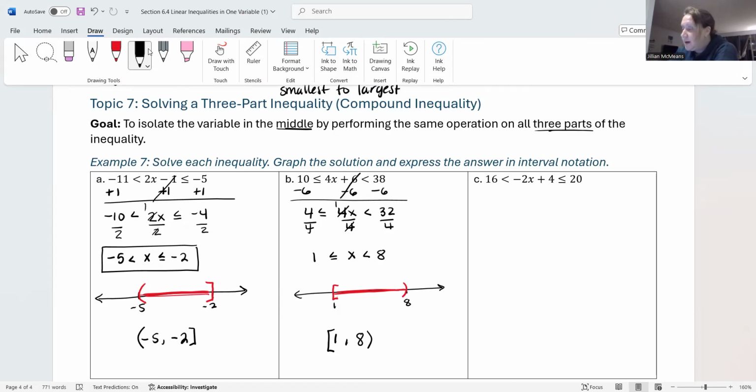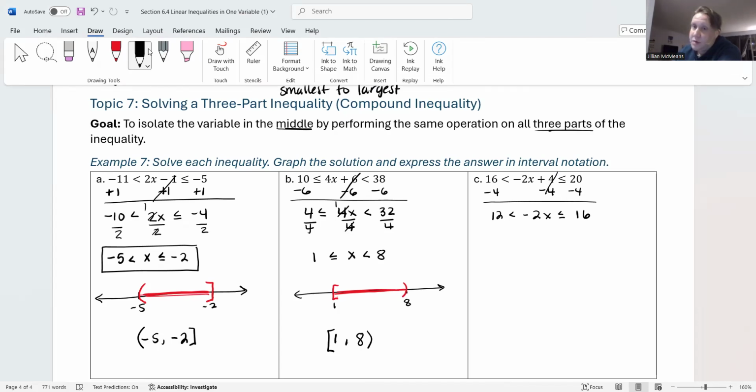So the first step is to isolate the term that contains the x, which is -2x. So we have this plus 4 that's a problem. So we need to move the plus 4 from the center. So we subtract it from all three parts. 16 minus 4 is 12. -2x plus 4 minus 4. Well, plus 4 minus 4 is just 0, so I'm left with just -2x. And then that's less than or equal to 20 minus 4. So 20 minus 4 is 16.